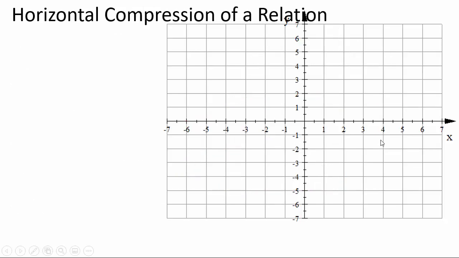So what do you think happens to horizontal compression? It's still x over a, but the a would have to be, good, smaller than 1, so between 0 and 1. So if this black is the original graph, then in order to get the red, I would have to replace all the x with x divided by a, where the a is 1/3. 1/3 is a number smaller than 1.